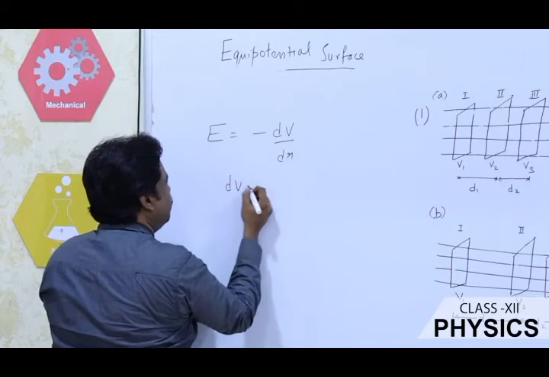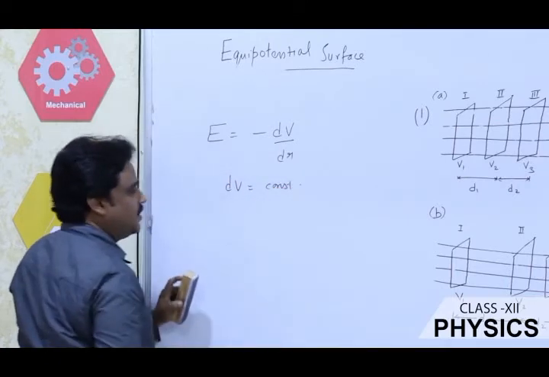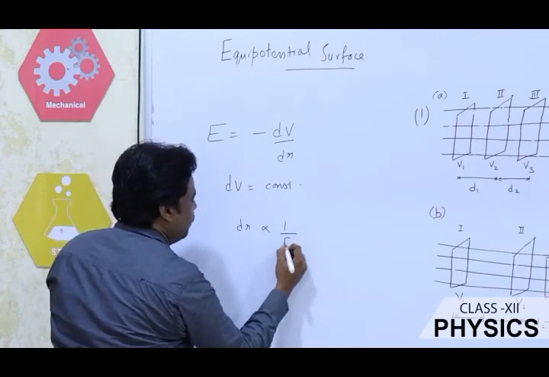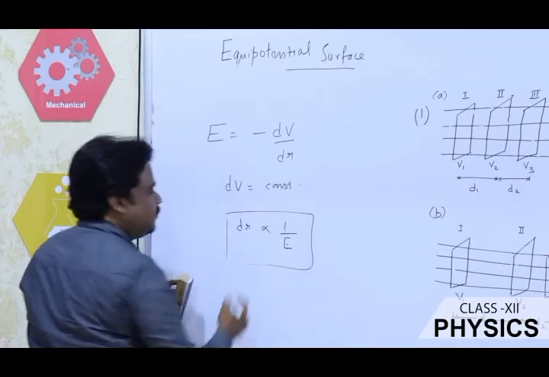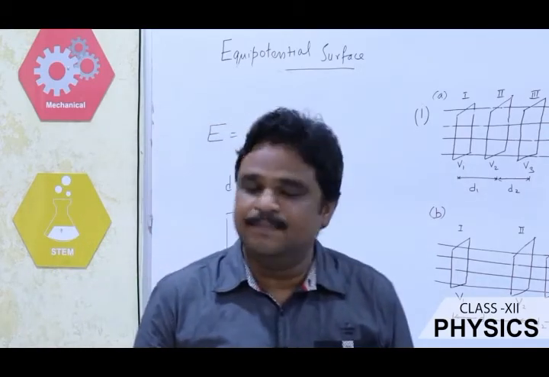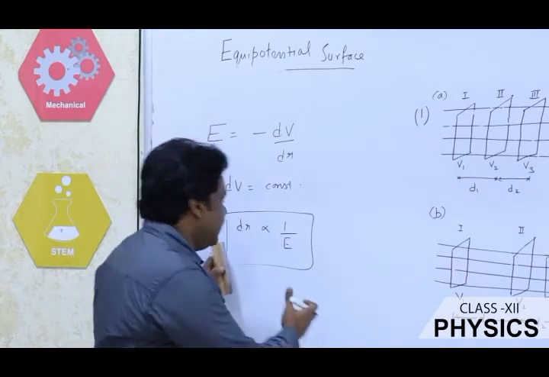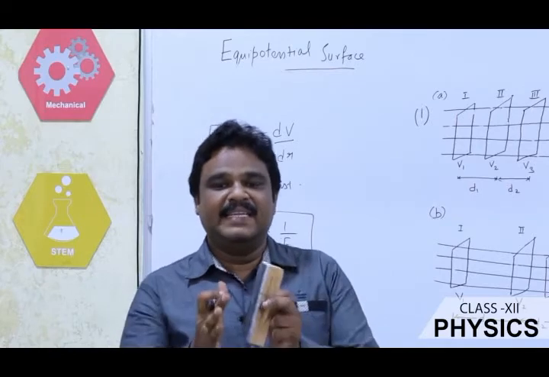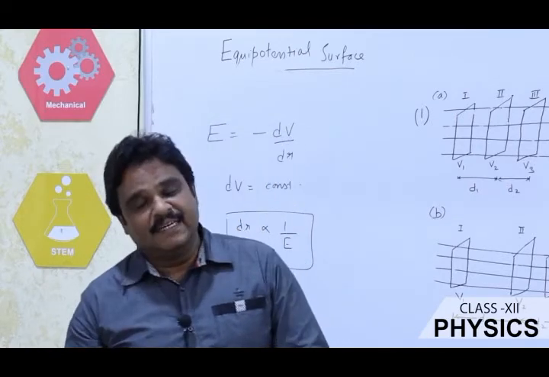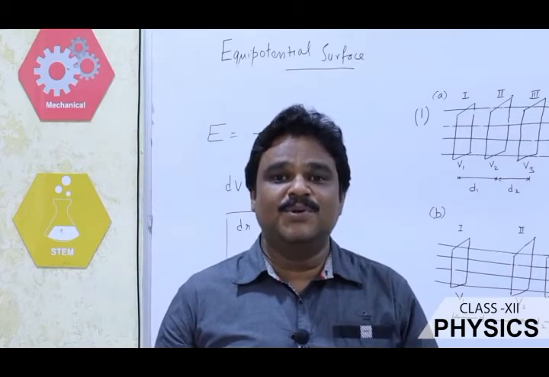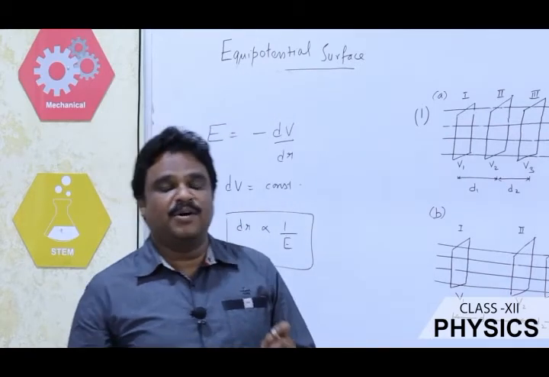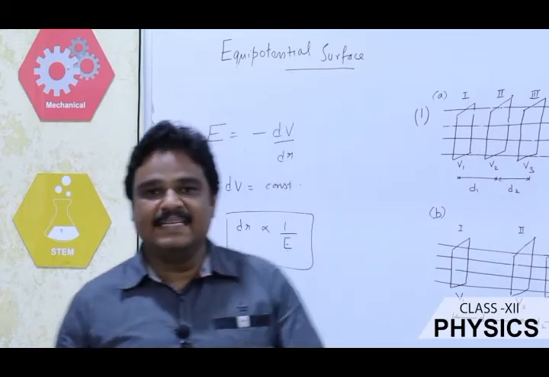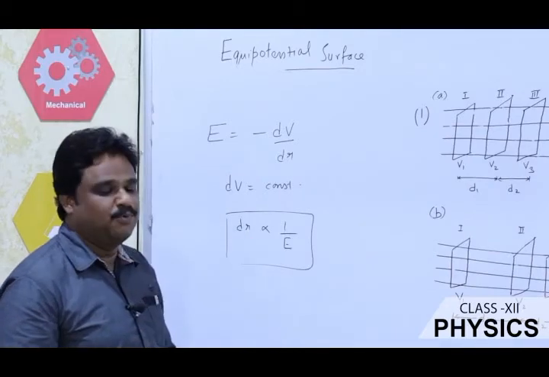Let us assume dV is constant for the equipotential surfaces. This means dr is proportional to 1 by E, or E is proportional to 1 by dr. So the electric field and the distance are reciprocally related. Where the equipotential surfaces are closer, the electric field is stronger, and where they are far apart, the electric field is weaker. This is clearly established by the expression dr is proportional to 1 by E.